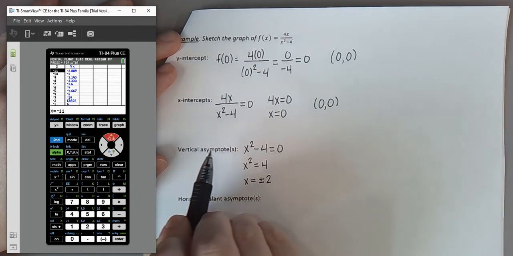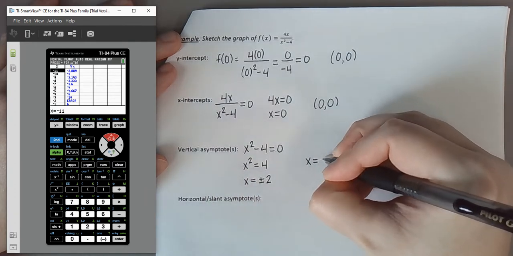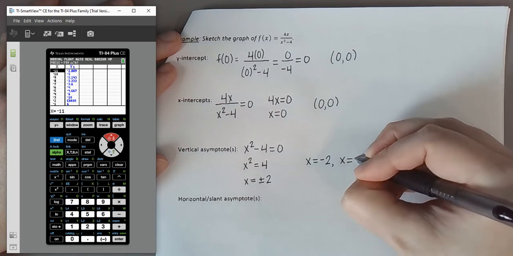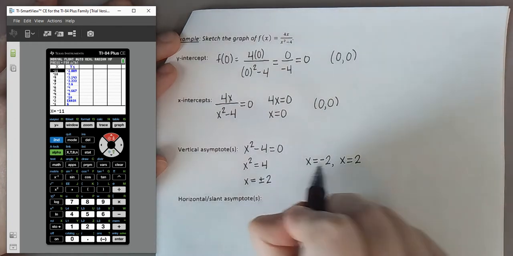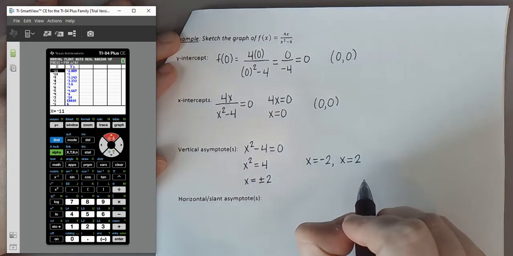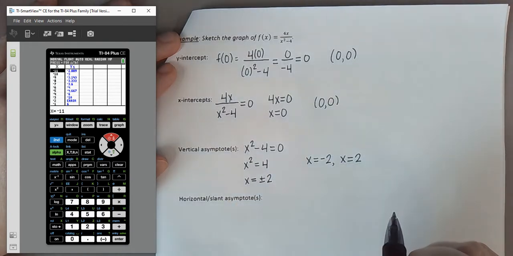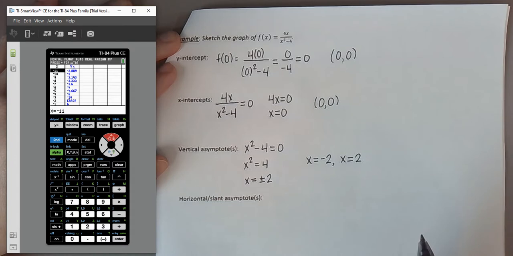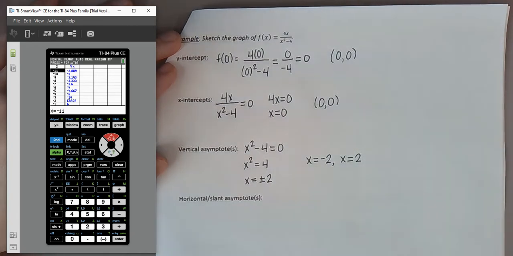That means we actually have 2 vertical asymptotes. So one has an equation of x equals negative 2, and one has an equation of x equals positive 2. So we actually have 2 vertical boundaries on this graph. Well, if one boundary splits the graph into 2 pieces, then 2 boundaries are going to split the graph into 3 different regions. So we're going to have 3 different branches once we actually graph these asymptotes.